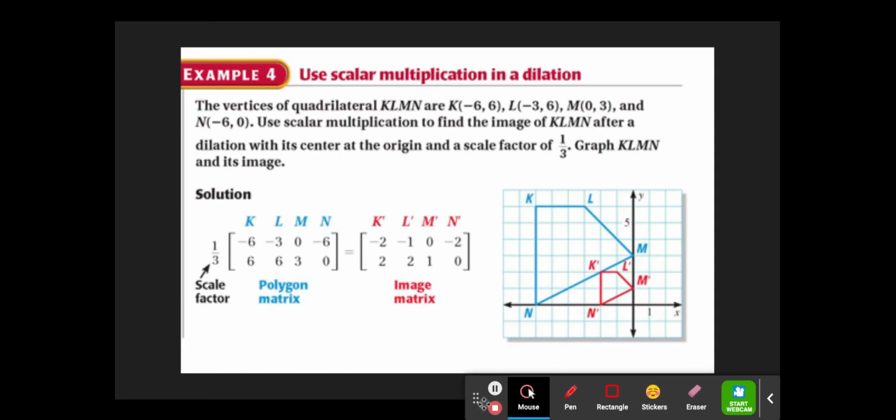This might be new. This is the idea of using what's called a matrix. I use them a lot more in Algebra 2. I do like working with matrices. So here's the idea: see this shape, KLMN? What if we used brackets and had every column be representative of a full point, and each row, like the top row, is the x values, the bottom row is the y values. So if I take the scale factor, I can easily apply it to each column. And then now K prime, L prime, M prime, and N prime are right here in this. So we had the polygon matrix, the pre-image, and now it's the image matrix.